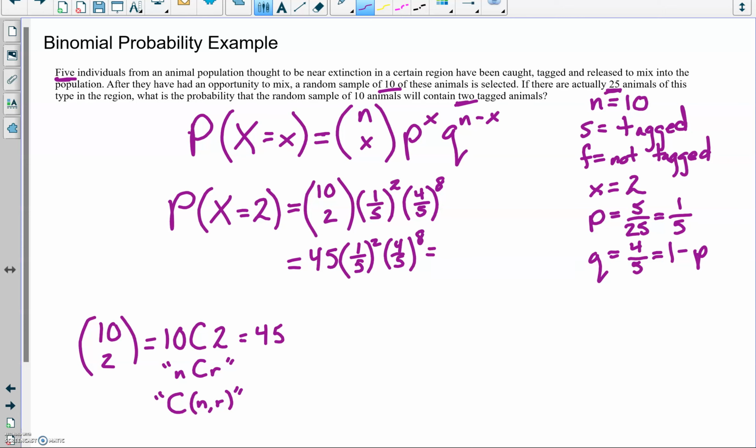and when you work that out, you get 0.30198, but I'll go ahead and round that to 4 digits, and that'll end up being 0.3020. So you have roughly a 30% chance in this particular situation of having 2 animals being tagged out of the group of 10 that you picked.